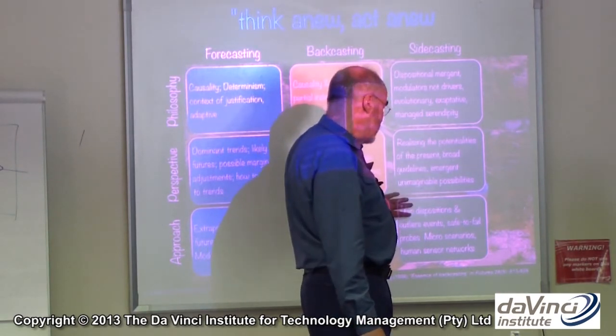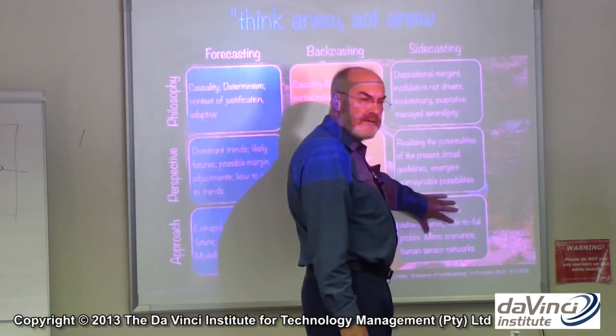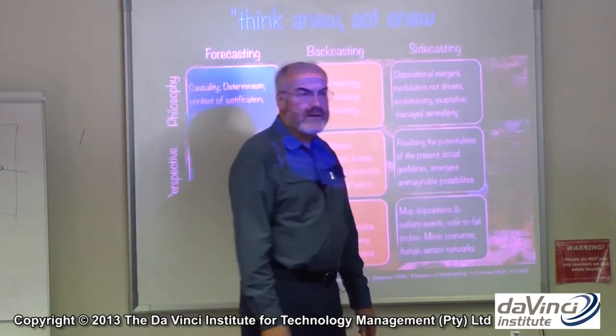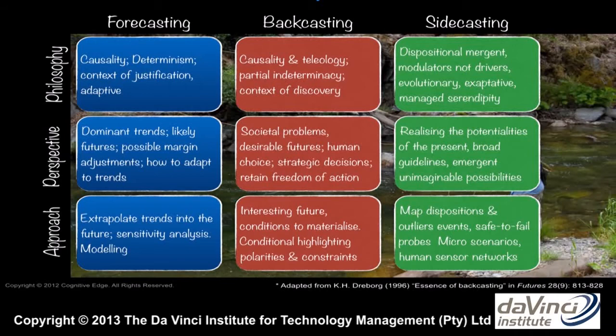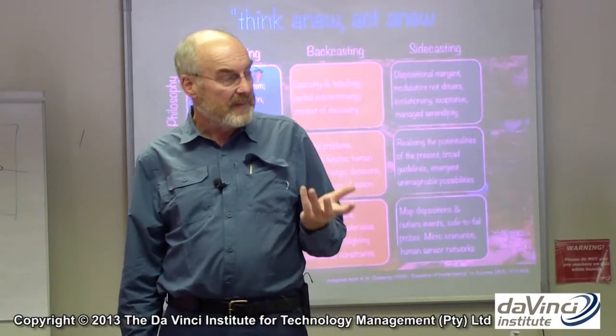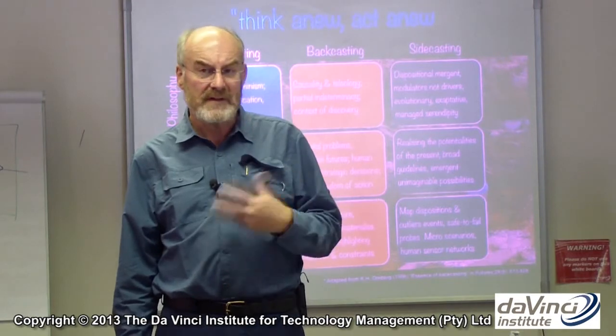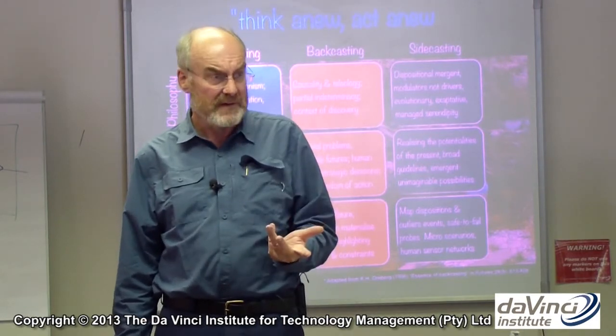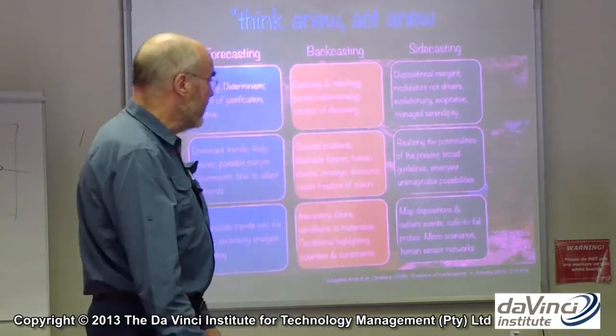And we've got disposition mapping, outlier events. You've done safe-to-fail probes, micro-scenarios. Remember that sort of micro-narrative stuff? BC Forestry, every week, foresters come up with small scenarios about the future. And the big scenarios are those landscapes. So we've got a dynamic, continuously changing scenario. And that's a switch to what's called micro-scenarios from real scenarios.